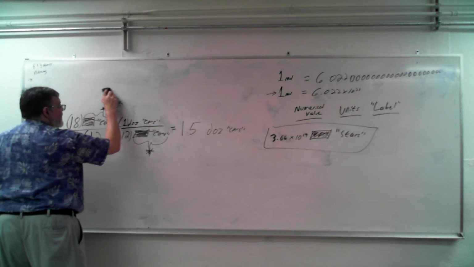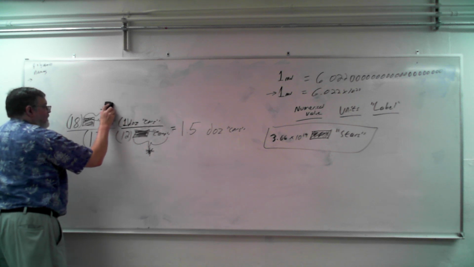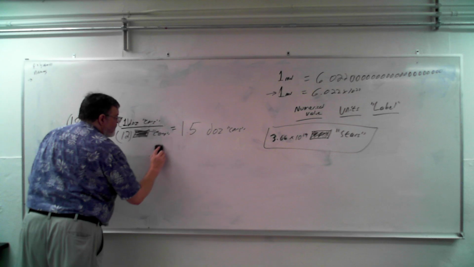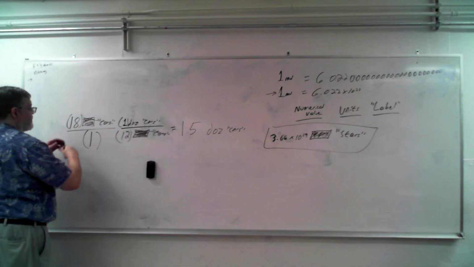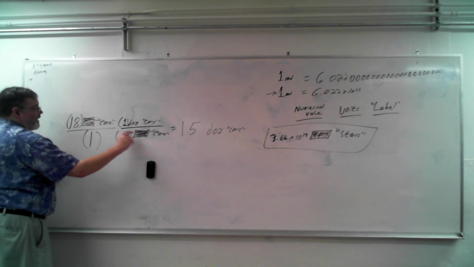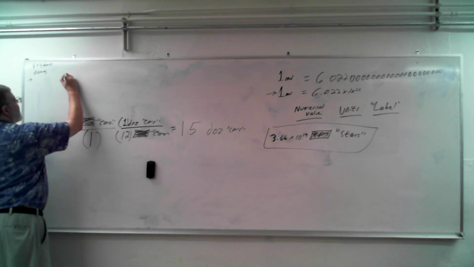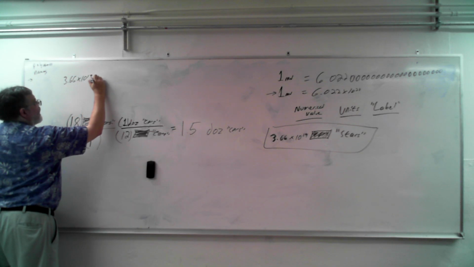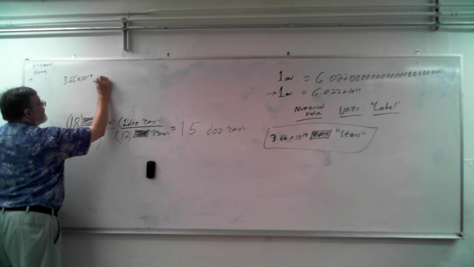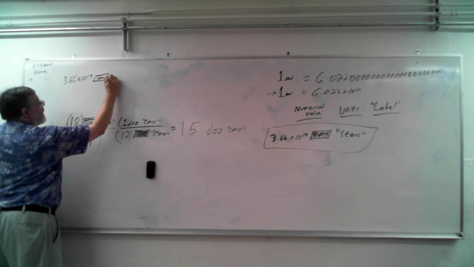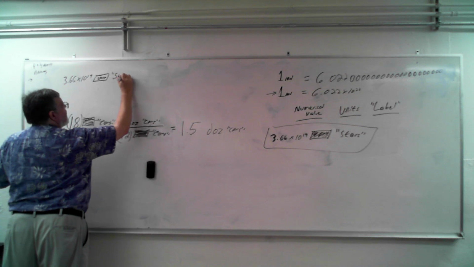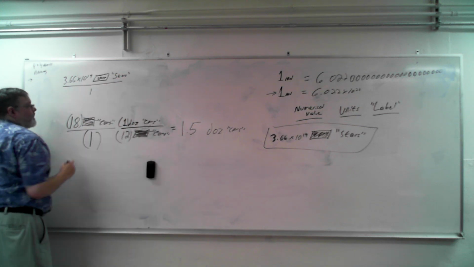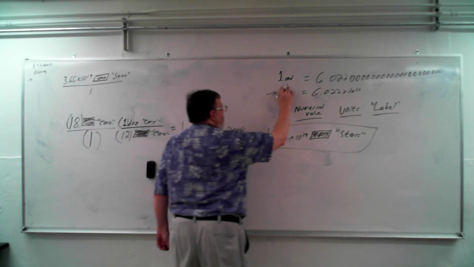I think I can erase that. I'll write it up here. I wish that cross wasn't there, but let's say you got a number, space, labeled stars. I'm going to put it over 1, and then you're going to use this relationship.